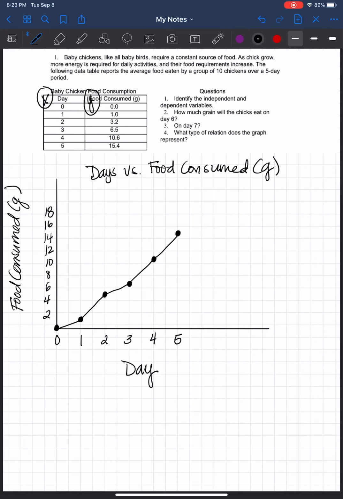So, questions. The first one says independent and dependent variables. A lot of you already know this, but remember that your independent variable is usually going to be your x-axis. So your x-axis is day, right? So that means this is your independent variable. And that leaves the other one. So this is going to be your dependent variable, your y-axis.